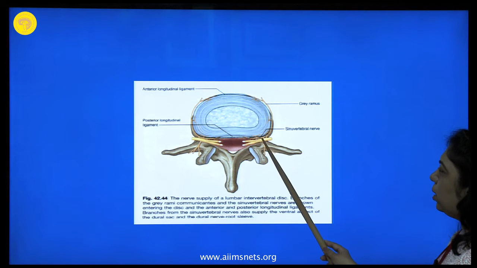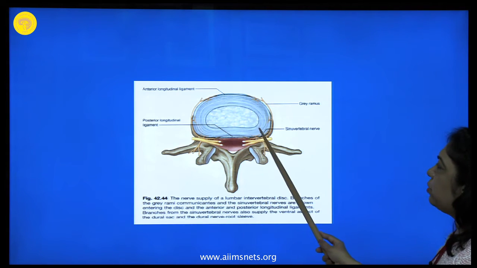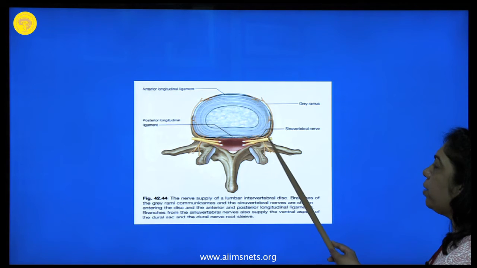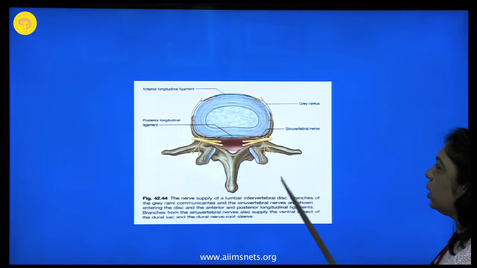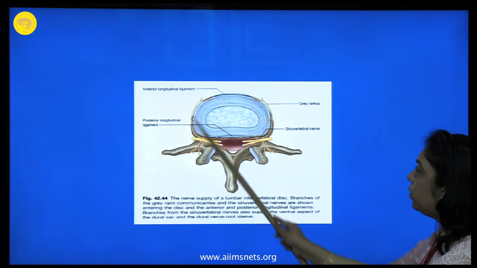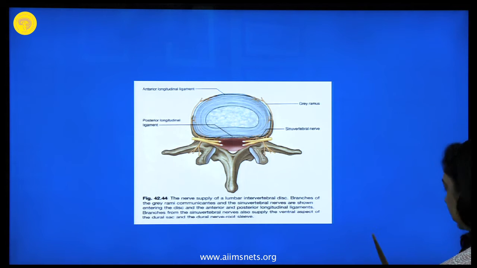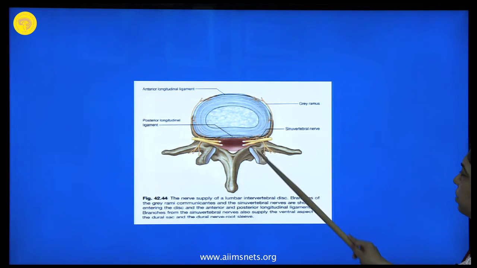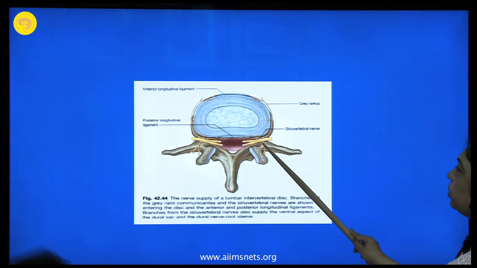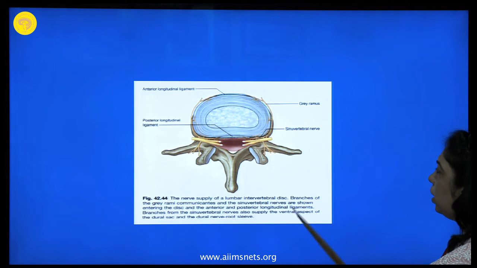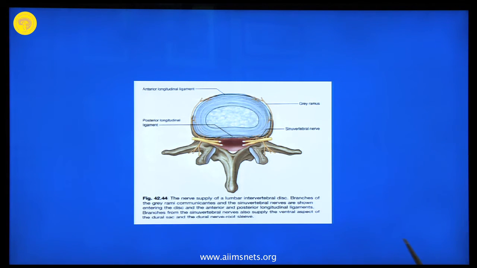The sinovertebral nerves are nothing but the recurrent branches coming from the ventral ramus, which also has the somatic as well as the autonomic component, that is, the gray rami communicantes, which are supplying these parts of the intervertebral disc. So, in disc prolapse, these are the structures. Apart from the nerves, we do have the arteries in this region which get affected.